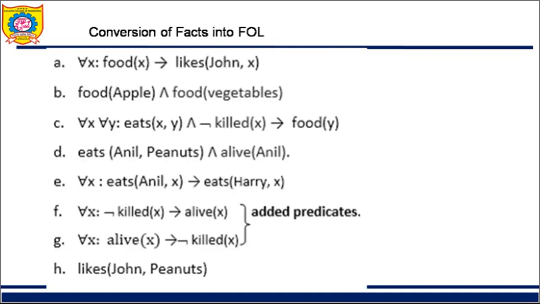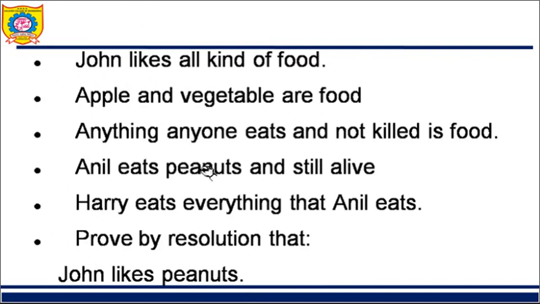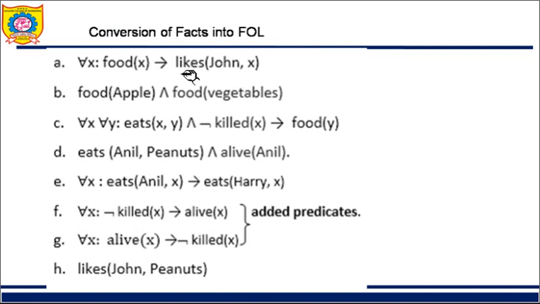So the first step we are doing is converting it to predicate logic, or we can call it first-order logic. I'll just explain the first sentence to you. John likes all kinds of foods. Now what does John like? All kinds of food. So I say likes(John, x). All kinds, right? All. So I'll be using for all: for all x, where x is food, it is liked by John.